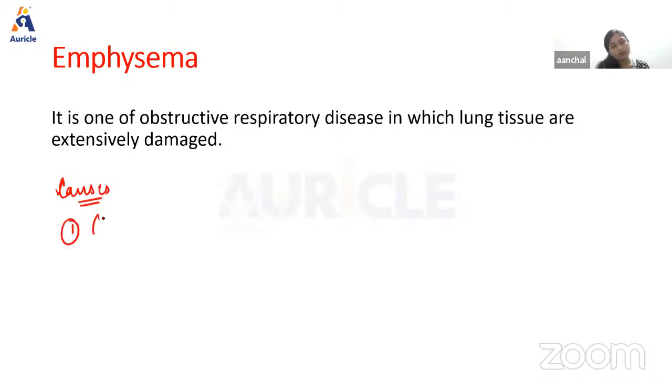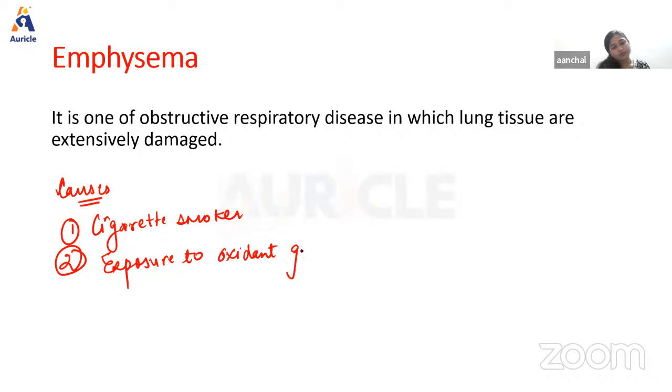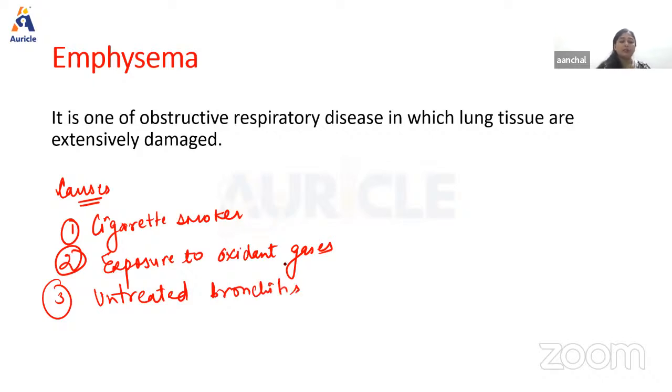So the main causes are: it is found in the person who is a frequent cigarette smoker, then whenever there is large exposure to oxidant gases, and in conditions like untreated bronchitis. Then if we talk about the development of emphysema.